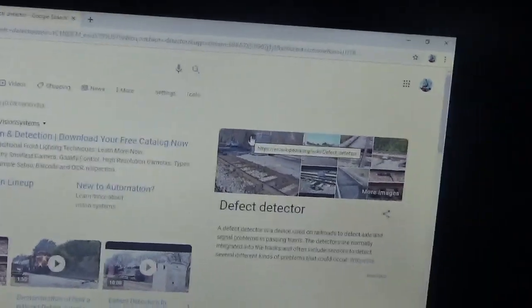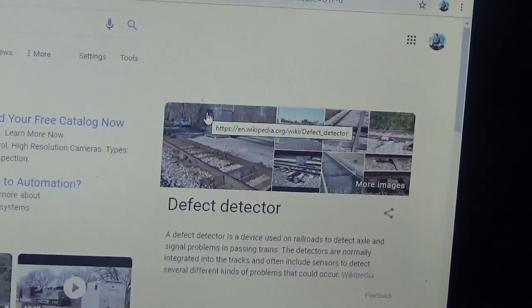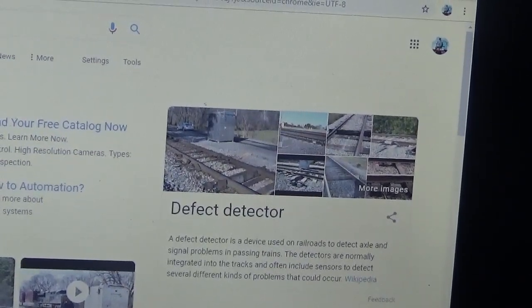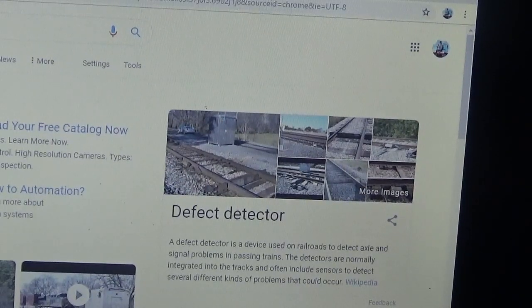This is a defect detector. I will read it out loud. A defect detector is a device used on railroads to detect axle and signal problems in passing trains. The detectors are normally integrated into the tracks and often include sensors to detect several kinds of problems that could occur, like a broken track or a bad wheel on a freight train or something.